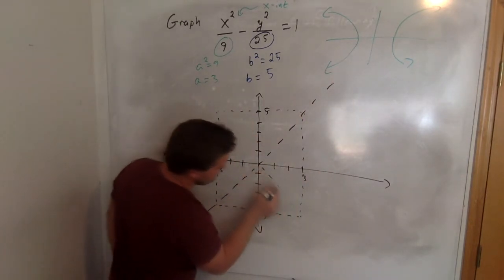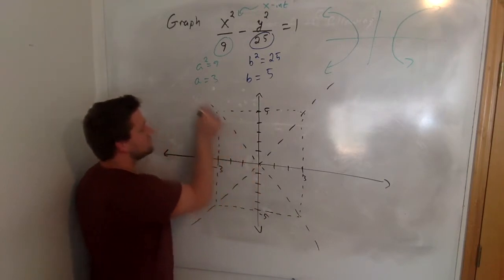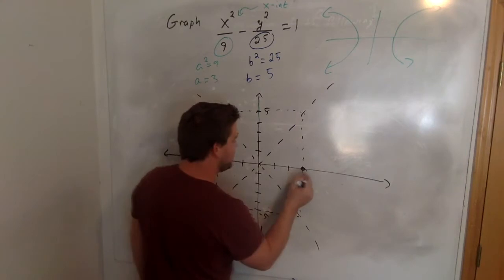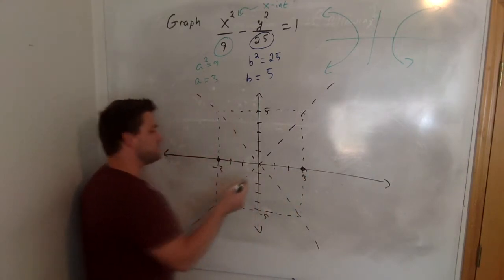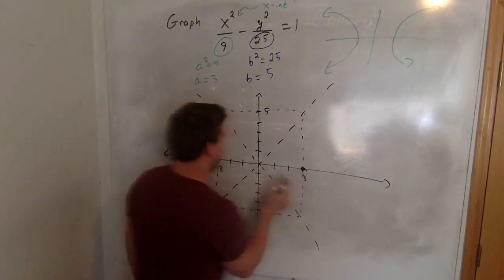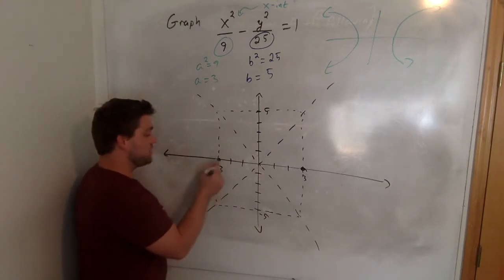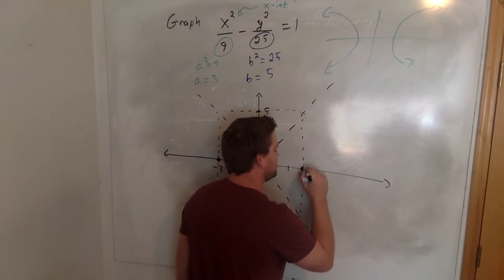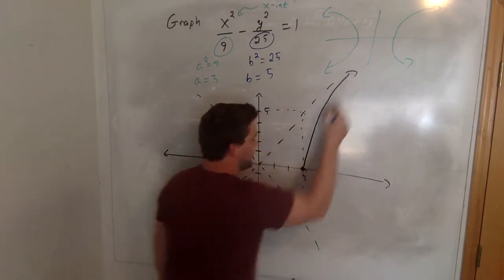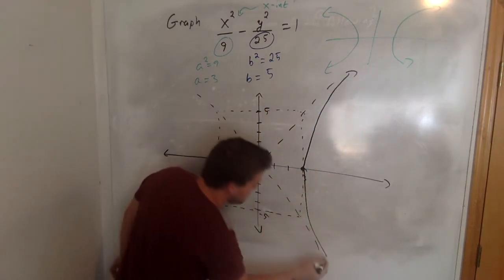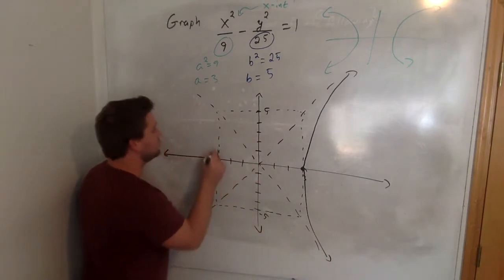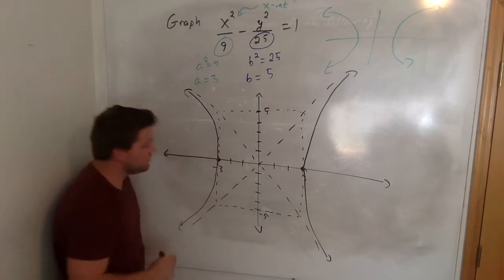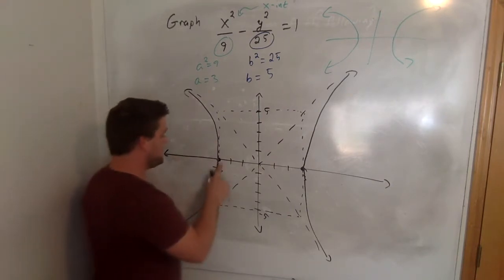Okay, here they are. Now since the vertices are at 3 and -3, or if they're points, they're at the coordinates (3, 0) and (-3, 0), we know the graph will touch these points. So the graph will touch here, and it'll start to approach these asymptotes. So here we have it. This is a graph of the hyperbola.